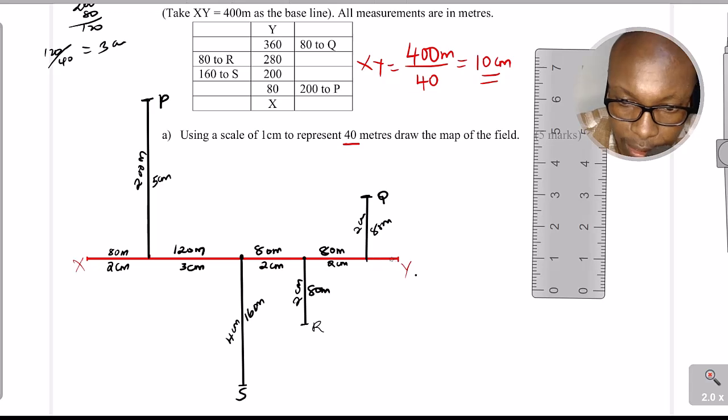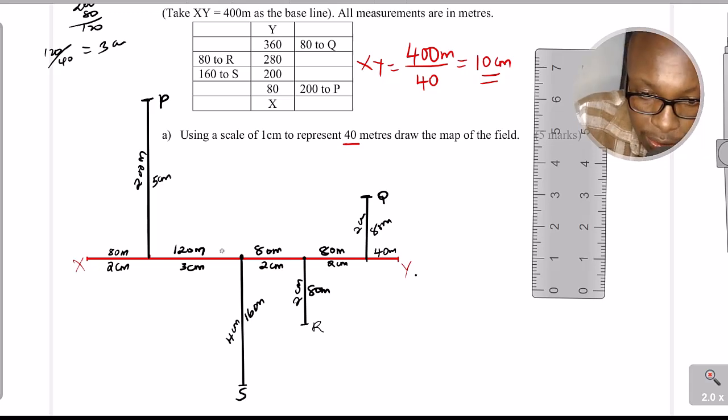So what is the remaining distance? You can see this is 80 plus 120, that is 200. 200 plus 80 is 280, plus 80, then 360. So automatically this distance here will be 40 meters because the whole of that distance XY is 400 meters. So now that is what you're supposed to have.